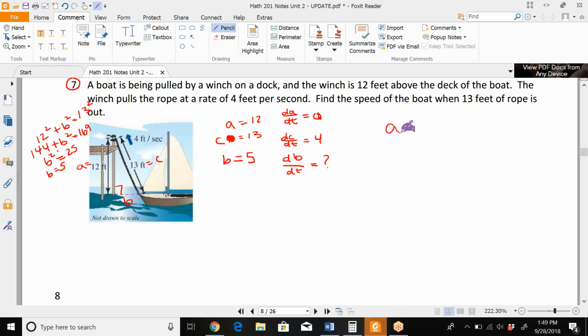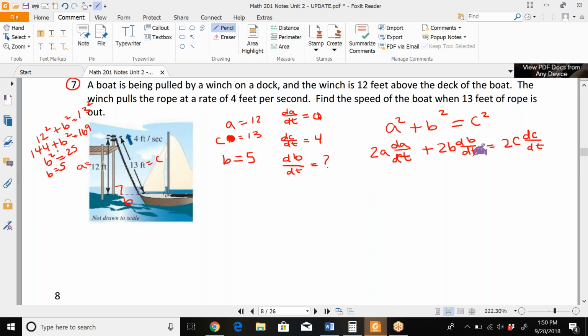So remember our formula is A squared plus B squared equals C squared. And we're taking the derivative of this with respect to time. So this would be 2A times dA/dt, plus 2B dB/dt, and plus 2C dC/dt.